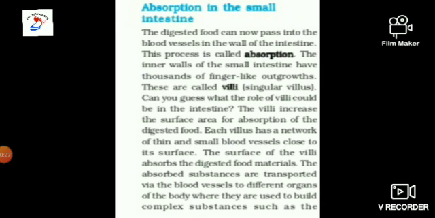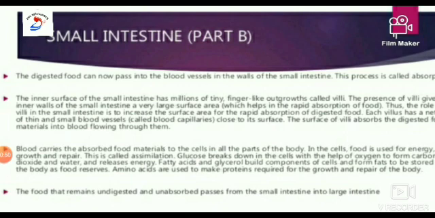What are the important points we saw here? It's a long tube. The small intestine is highly coiled, 7.5 meters long, and it secretes two juices, bile juice and pancreatic juice. Bile juice is secreted in which organ? Liver. It is the largest gland in our body. Pancreatic juice is secreted by the pancreas. All these we had seen in the small intestine. And two important points we have studied here: absorption and assimilation.